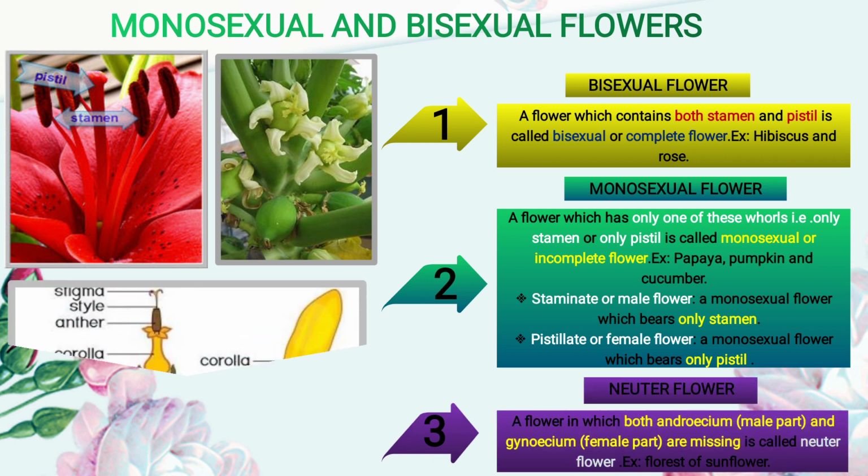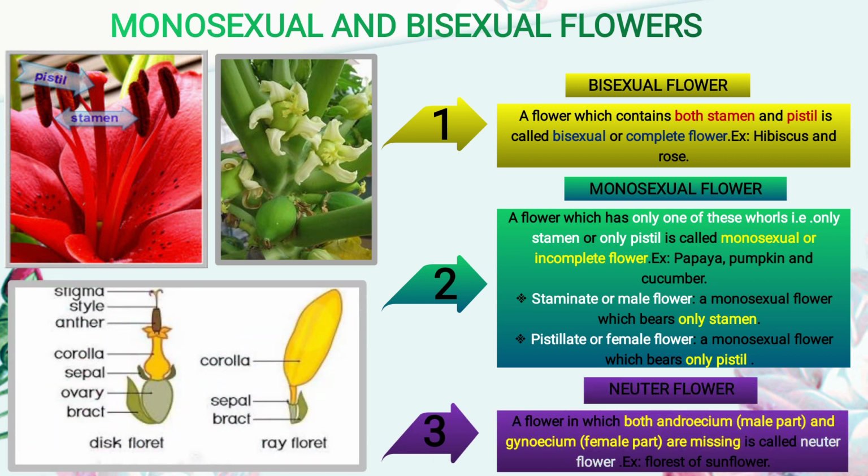The third is the neuter flower. A flower in which both the androecium, the male part, and the gynoecium, the female part, are missing. Means both reproductive parts are absent. That type of flower is called a neuter flower. Example, florets of sunflower.